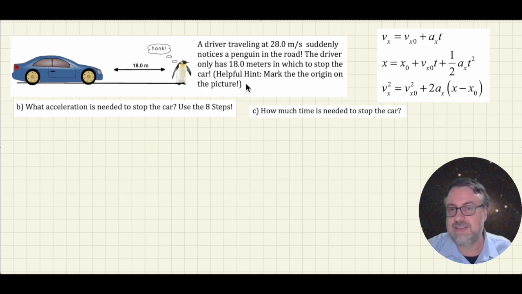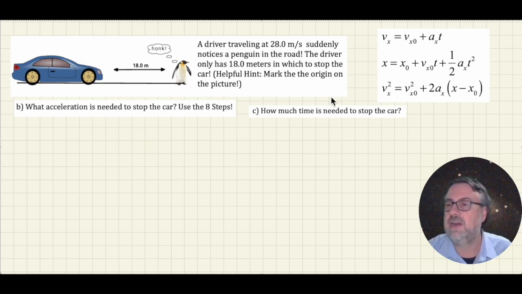Hello, physics. So today I want to take a look at some of the 1D motion problems that we've been looking at. So this problem should look familiar. A driver traveling at 28 meters per second suddenly notices a penguin in the road. The driver only has 18 meters in which to stop the car. What acceleration is needed to stop the car, and also how much time is needed to stop the car.